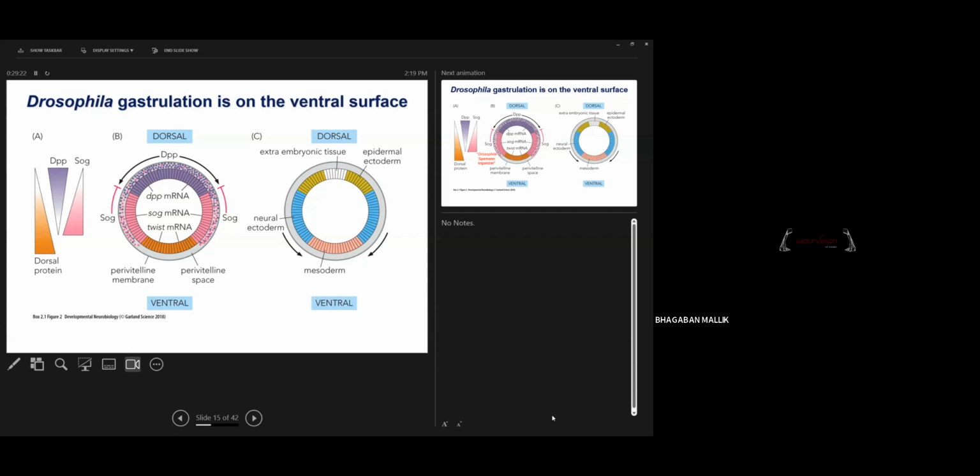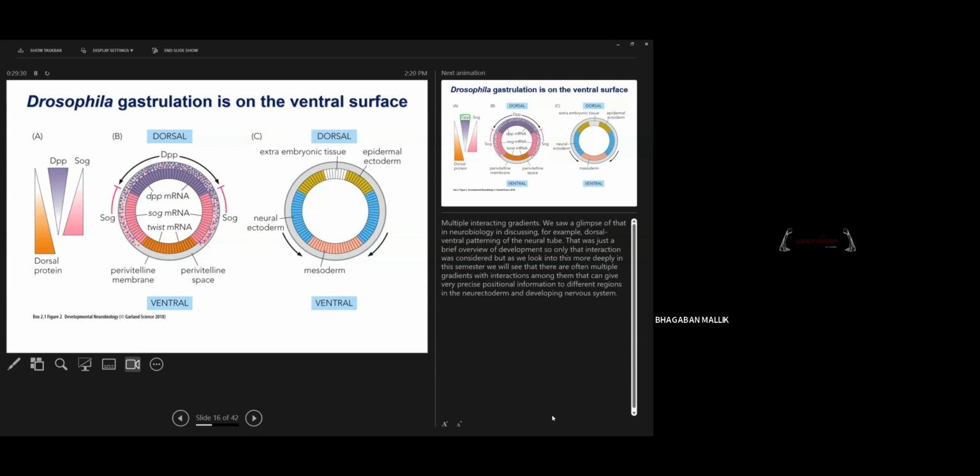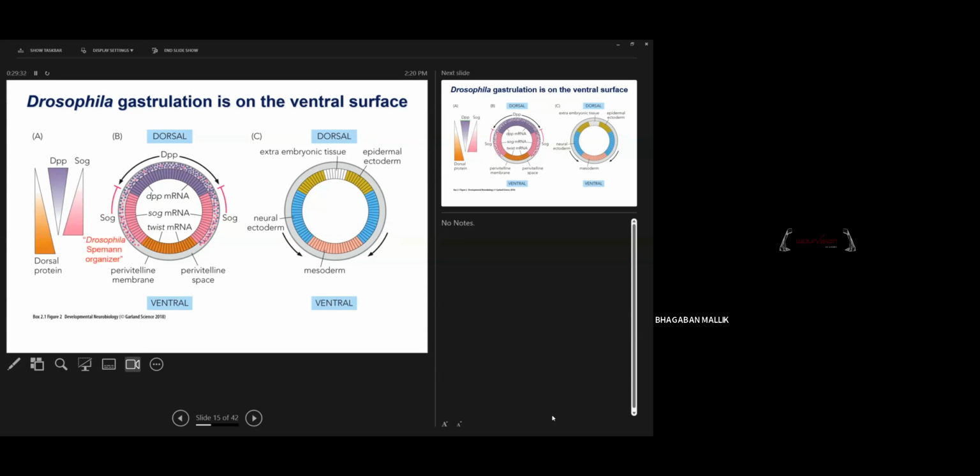On the dorsal side, you have the DPP mRNA or DPP protein accumulate. You have the sonic hedgehog in the ventral side. Okay, so these are also mentioned here. And as I mentioned in the last slide, Drosophila have, like in the amphibians, the dorsal blastopore lip.